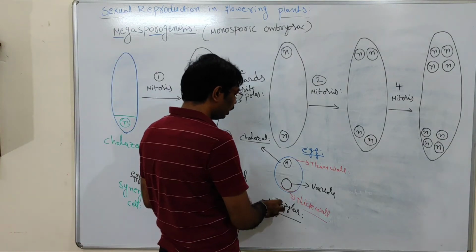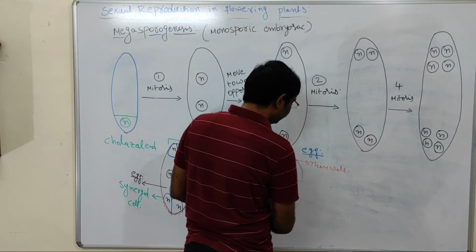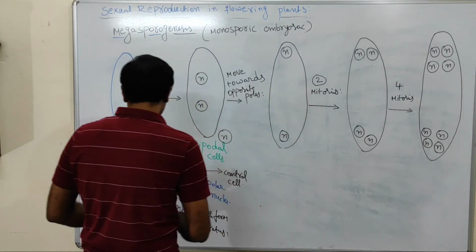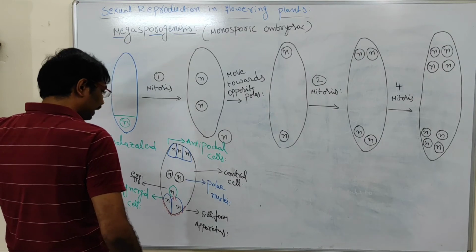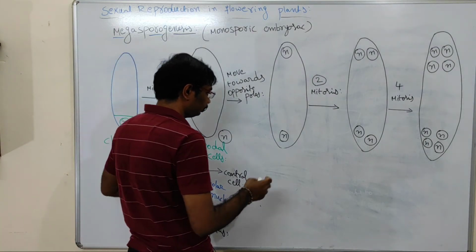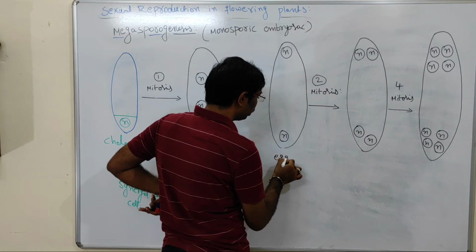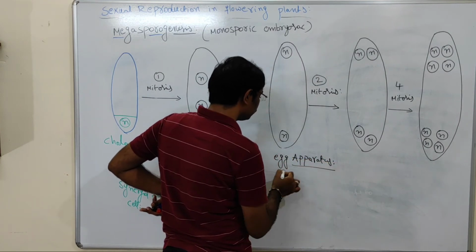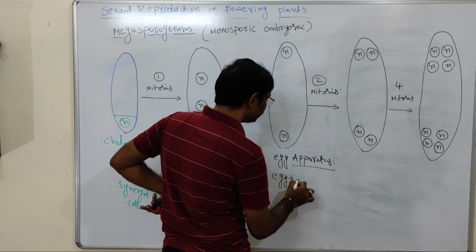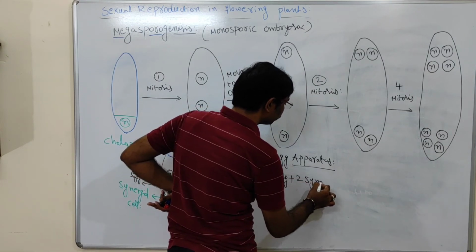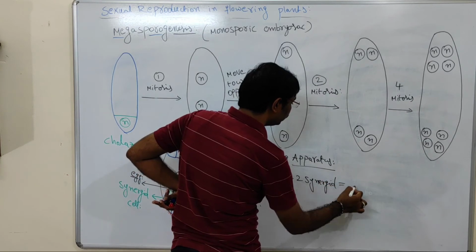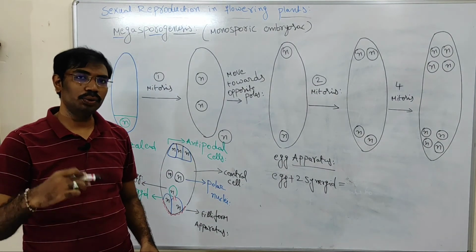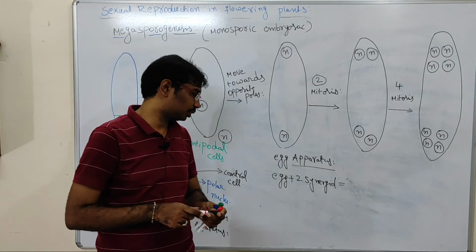Okay, so three cells together are called the egg apparatus. Which three cells are called the egg apparatus? Two synergids plus the egg cell together are called the egg apparatus. Egg apparatus means one egg cell and two synergids together.